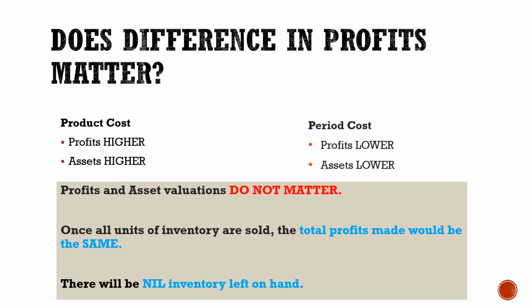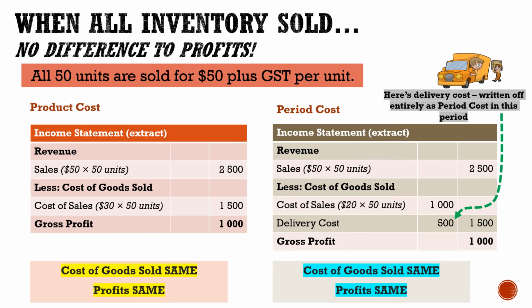Here we have a hypothetical situation where we are assuming that all 50 units are sold within the same period for $50 plus GST per unit. We use this selling price to calculate the total sales revenue, which this time works out to be $2,500 for the 50 units sold. The sales revenue is the same even if we are using the product cost or period cost method. Now let's look at the cost of goods sold under the product cost method. Here we have cost of sales calculated to be $1,500.